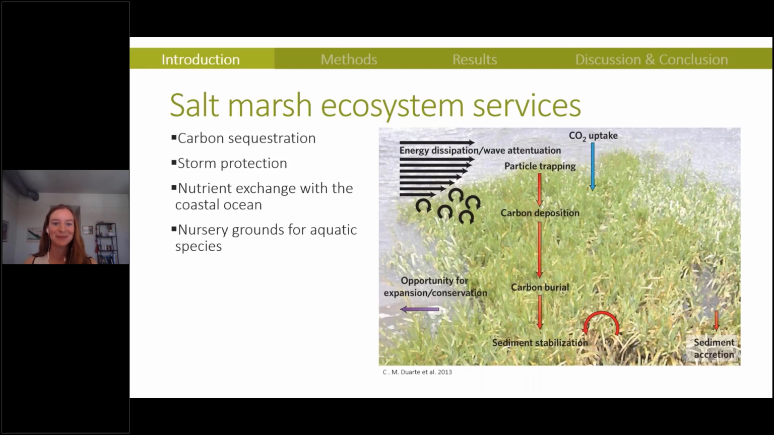And so why are marshes important? Besides being really cool, they provide a bunch of ecosystem services such as carbon sequestration. They provide storm protection by attenuating wave energy and dissipating the waves. They are an important nutrient exchange with the coastal ocean, nursery grounds for aquatic species, among many other things. So they're really important. They enhance not just ecosystem resilience, but our resilience too. And so we would like to keep them around for a while longer. To do that, we have to understand why we're losing them right now, why they're eroding.